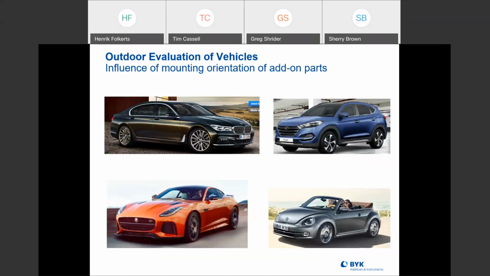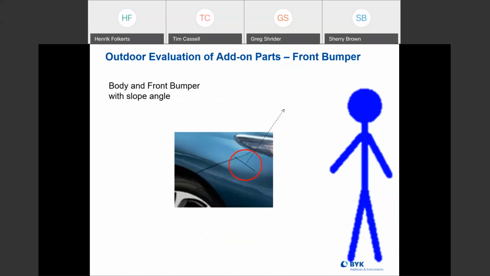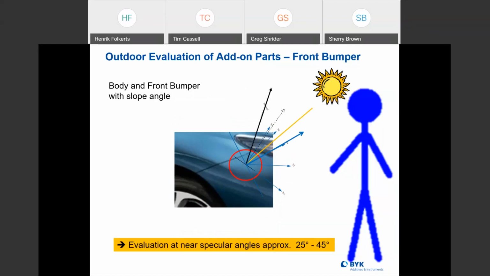So why do we want to evaluate the colors outside and, you know, what's the difference in how we add or mount these parts on the vehicle? Well, everybody does things a little bit differently. So when we look at a body to rear bumper, these two are pretty much lined up directly to each other. And if the sun's coming from that direction, I'm looking at approximately the 75 degree angle. If I look at this fascia, the body, you can see the picture's a little fuzzy, but you can see that that fascia has a little bit more curvature and it's not directly in line with the body itself. So here I would be looking at approximately the 25 to 45 degree angle.